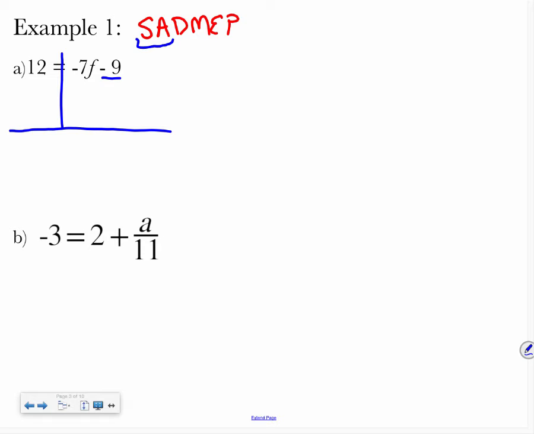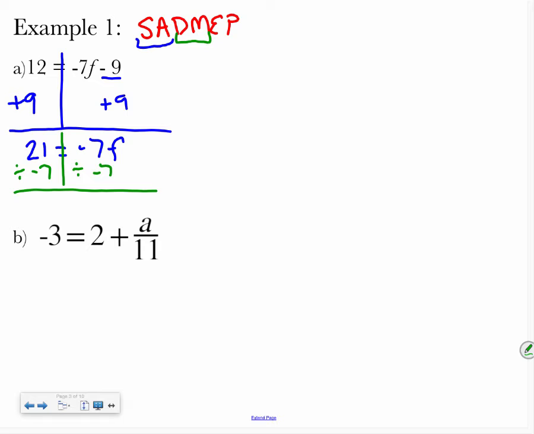How do we undo minus 9? We add 9. What we do to one side, we have to do to the other. So now we have 12 plus 9 on the left side, or 21, equals negative 7f. Again, our variable is not by itself, so we are going to tee it up. How do we get f by itself? We have negative 7f. I didn't say an operation in there, so multiplication is implied. That means to undo multiplication, we are going to do its opposite, which is division. And to get f by itself, we're going to divide by negative 7 on both sides.